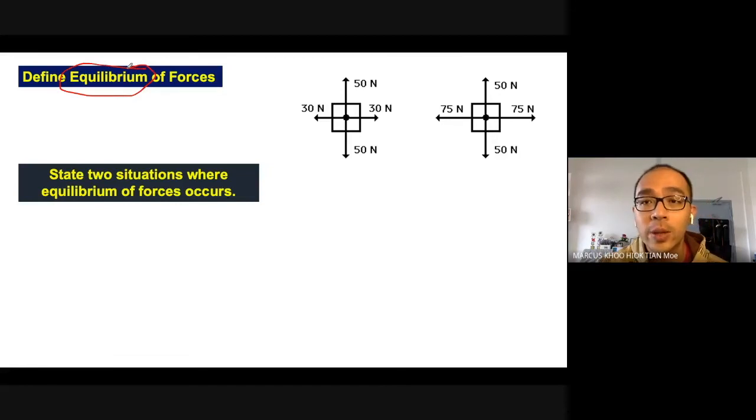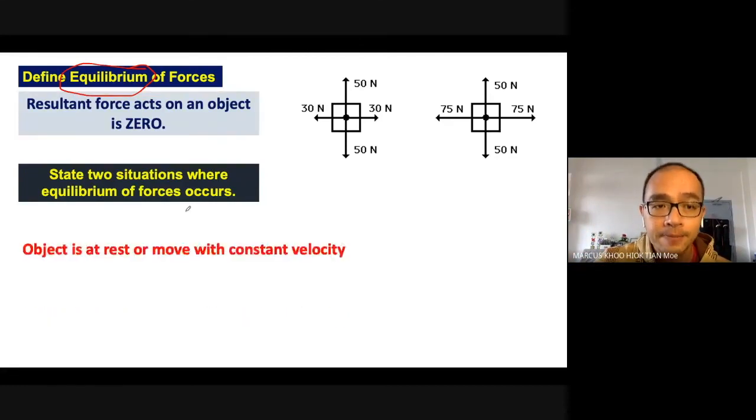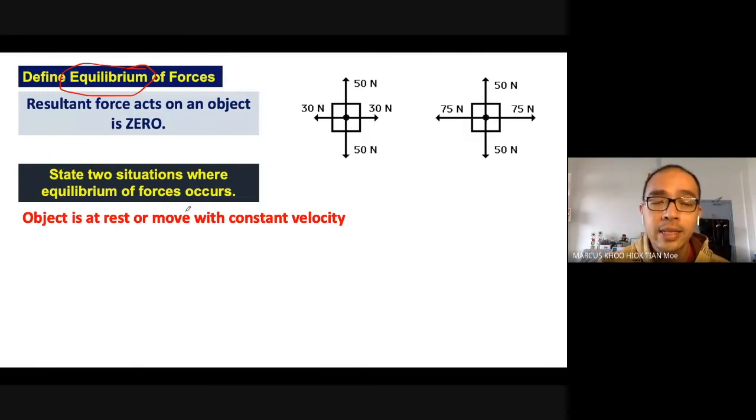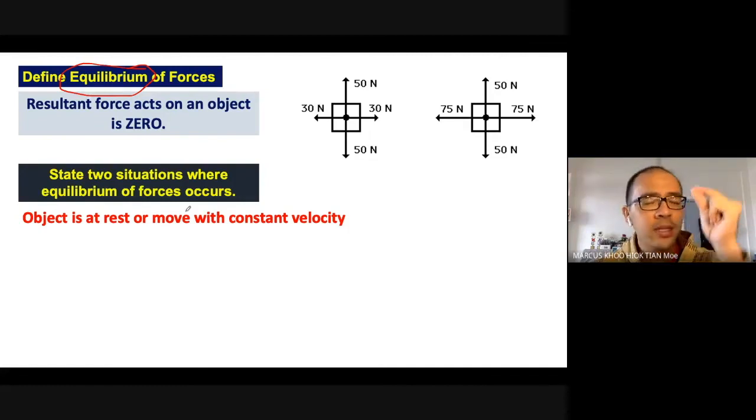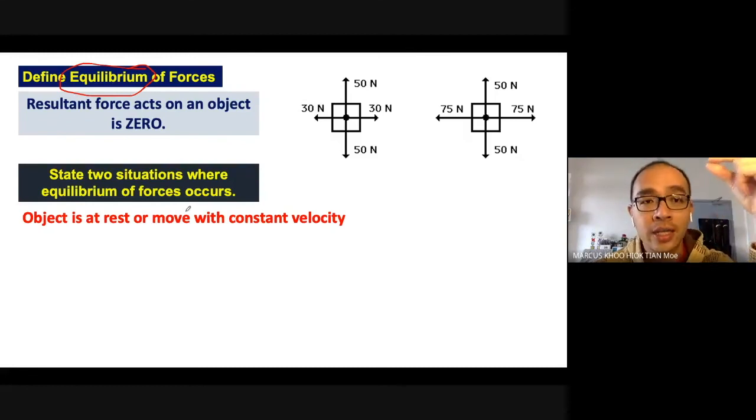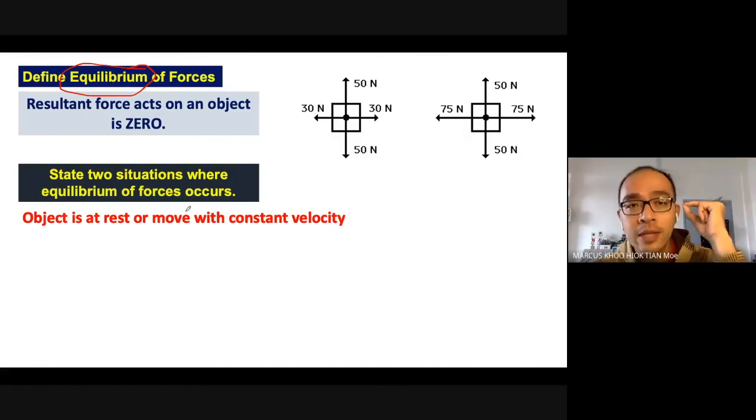Equilibrium of forces. So there are two situations where the equilibrium of forces occurs. Number one, as I said before, when the resultant force is 0, the object is either at rest or is moving with constant velocity. We have established this very early on, and I just want to mention this again. When the resultant force is 0, the object is either resting or it can be moving with constant velocity.